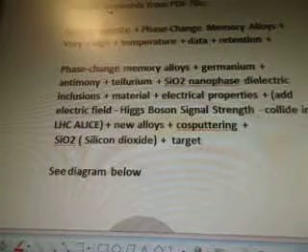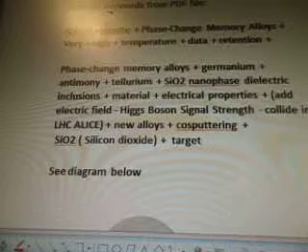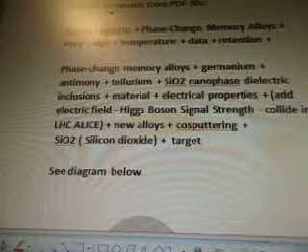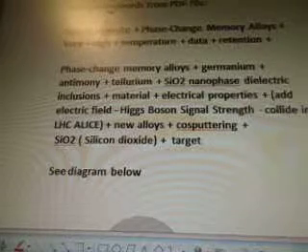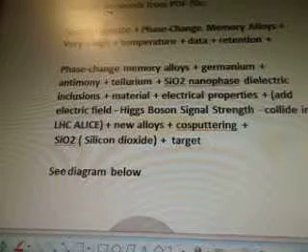Material, electrical properties, add electric field, Higgs boson, signal strength, collide, and LHC ALICE. I'm not sure if you can do that, but, you know, collide it wherever you've got to collide it. New alloys, co-sputtering, SiO2, silicon dioxide plus your target.